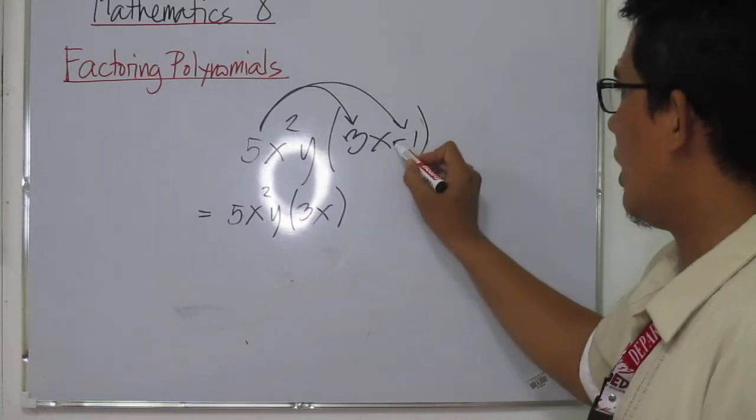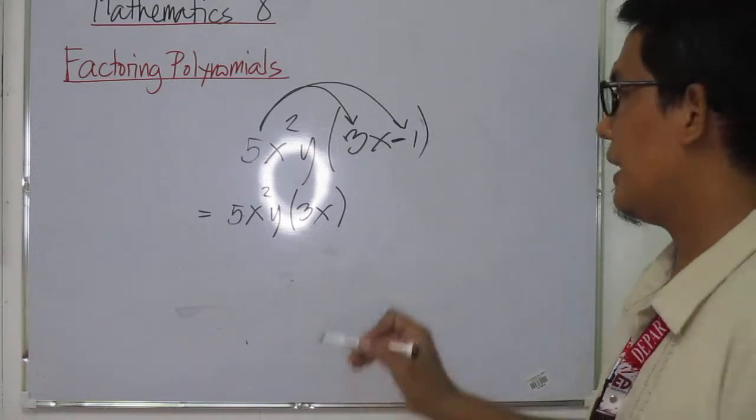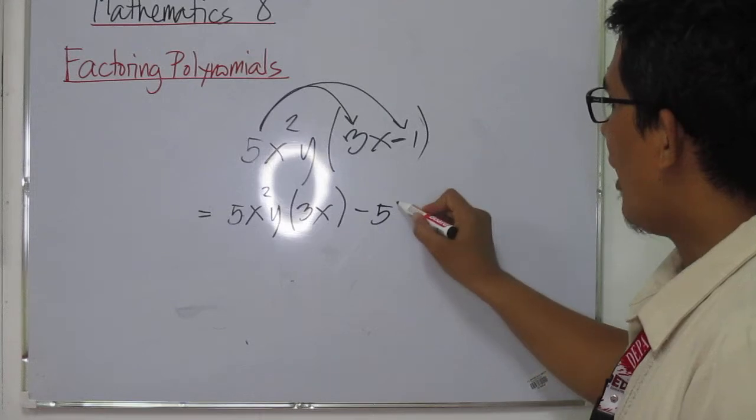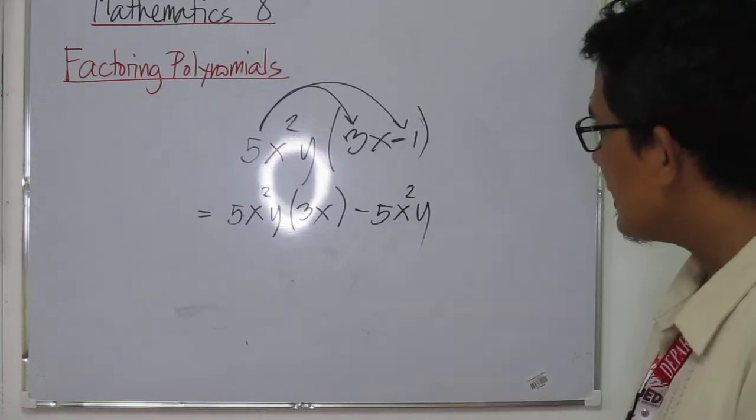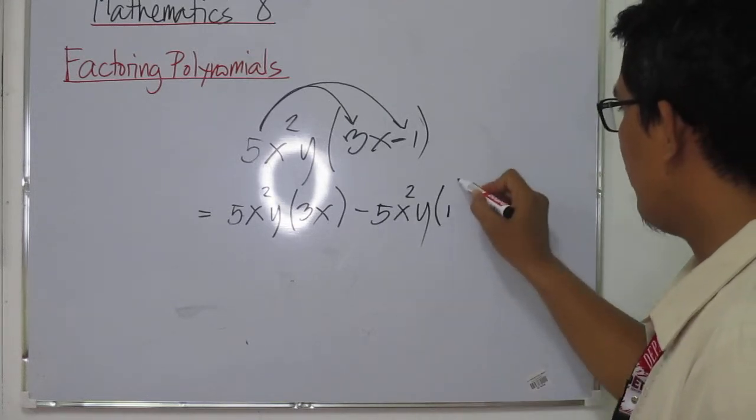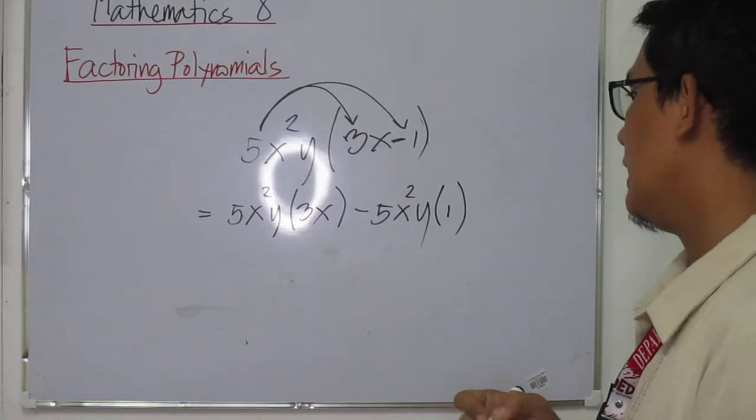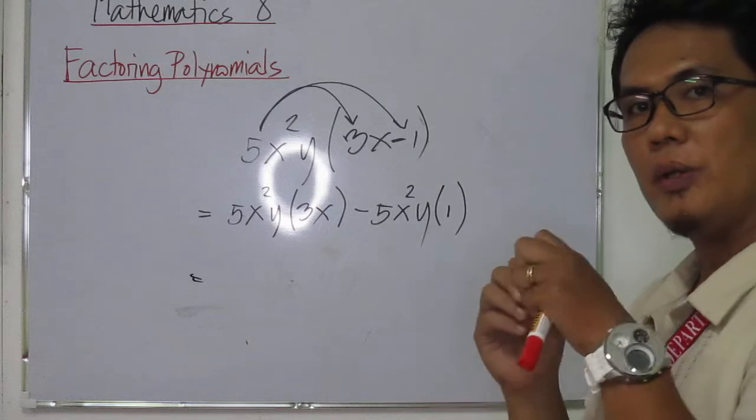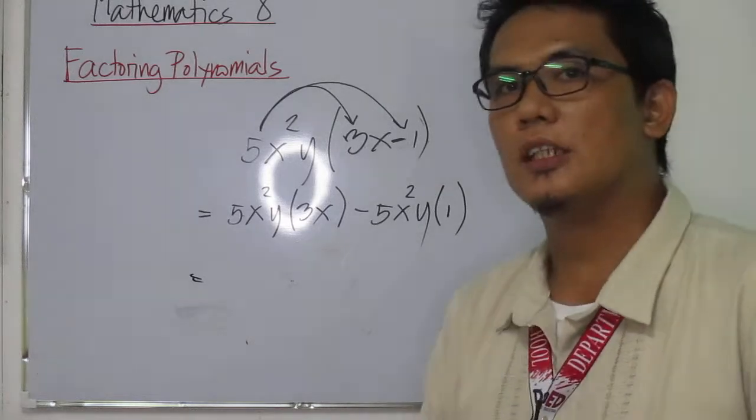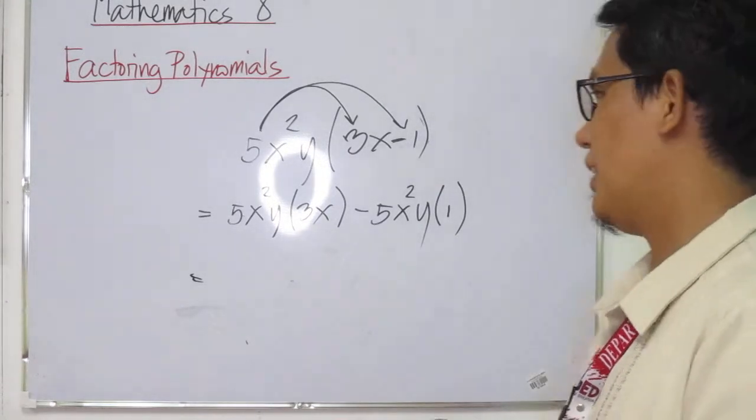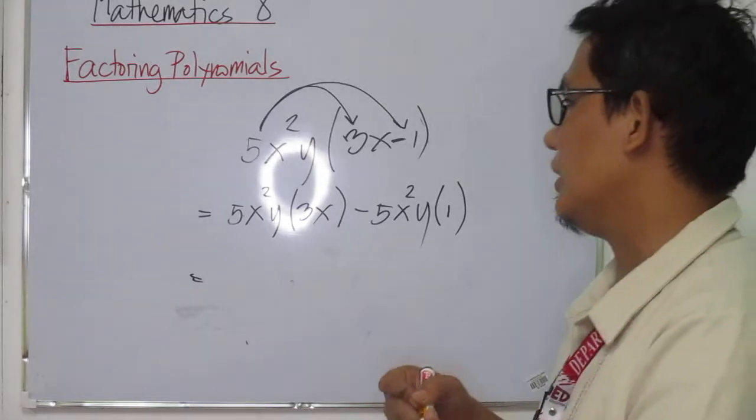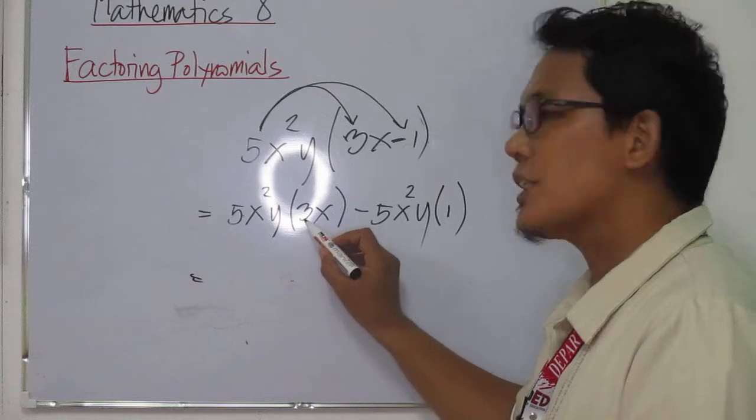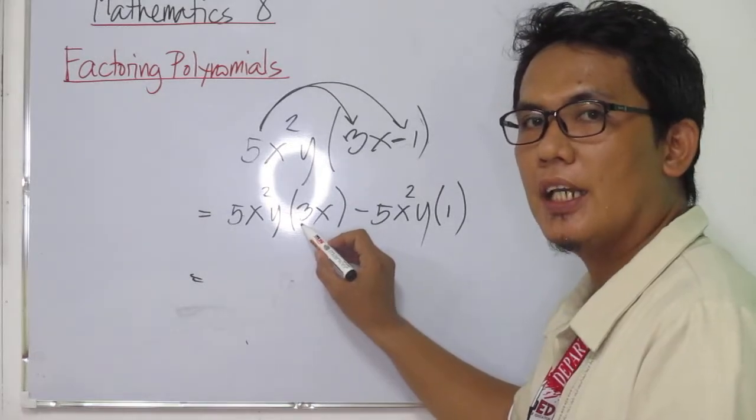Then again, we have our subtraction sign or negative sign. Just copy the negative sign. Then again, multiply our 5x squared y to our negative 1. And just copy 1. And then we multiply numbers. And again, what are we going to do with the exponents of the variables that are similar? Okay, very good. We're going to add the exponents. So let us multiply first the numbers. We have 5 times 3.